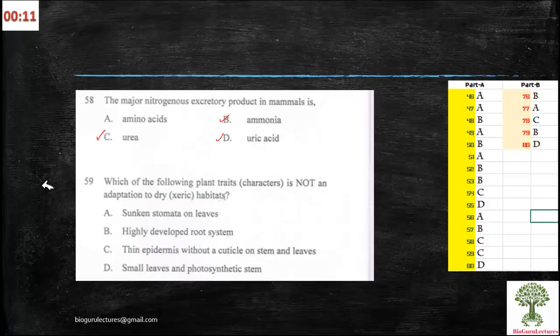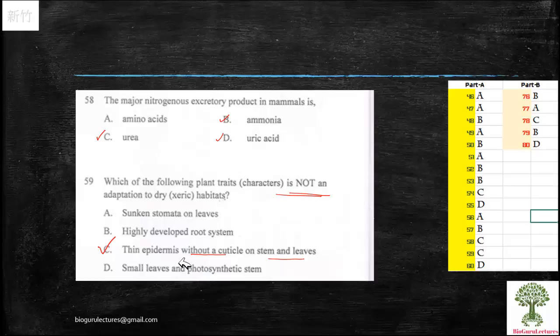The next, the 59th one: which of the following plant characters is not an adaptation to dry habitats? The answer is the epidermis without cuticle, stem and leaves. So we have to analyze this 'not'. Hence the answer C is correct. Epidermis which has a thick cuticle, and even stems and leaves, are also covered.